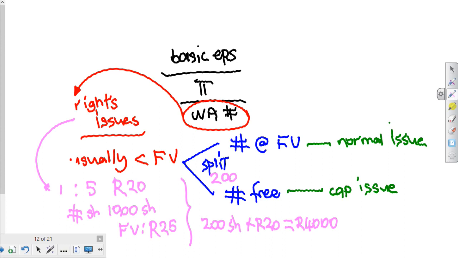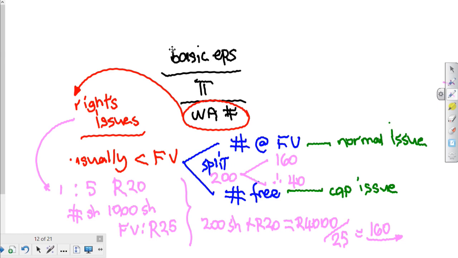If they had 4,000 Rand and they went to the market, how many shares could they buy? 160. So that is the calculation that I do to split. Then I say, for the money I got, 4,000 Rand, at a fair value of 25 Rand a share, 160 is how many I would have got at full value. So therefore, 40 are free.